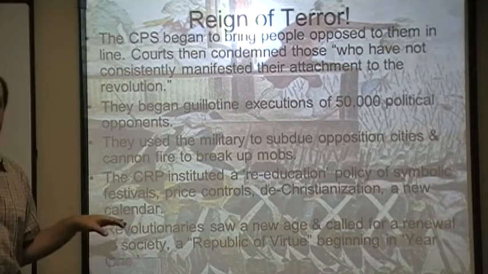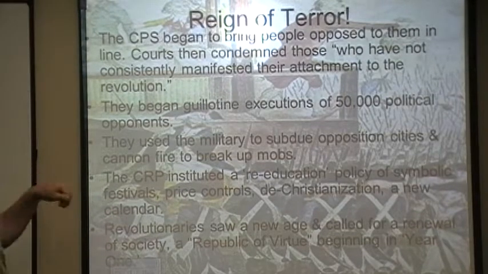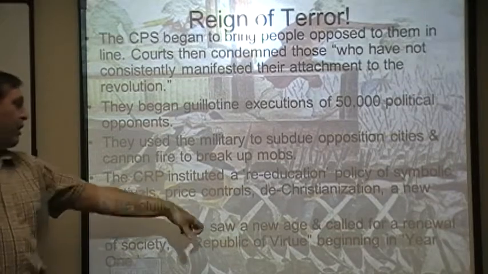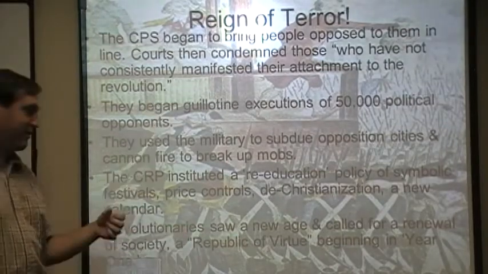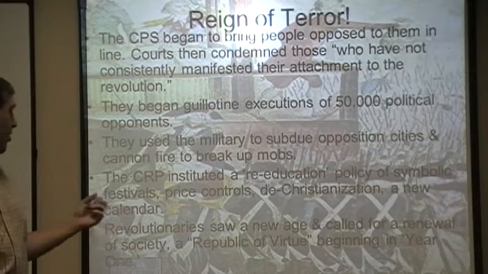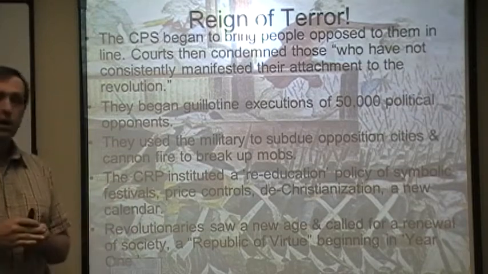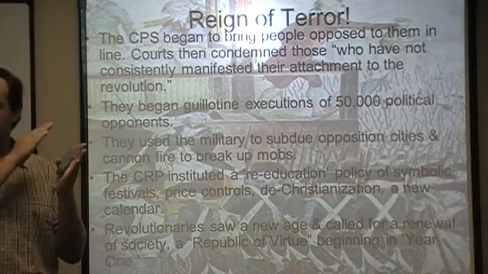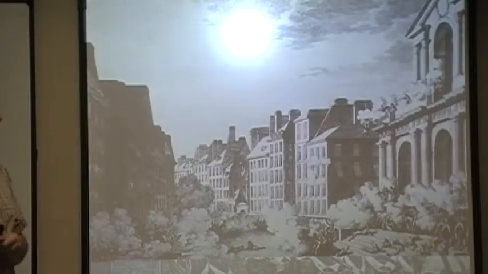These revolutionaries, these really, really radical ones, see a new age. They called for this renewal of society. They wanted a republic of virtue, which is interesting because they're the same guys that are killing like 50,000 Parisians. And they begin in what they call year one, Stunde Null, right? Where everything before that had started, and then now it's year one. This is year one of the new age, and this is what's going to take place.